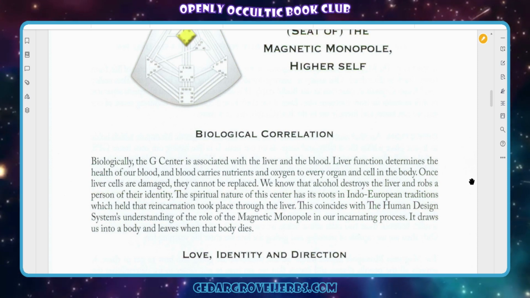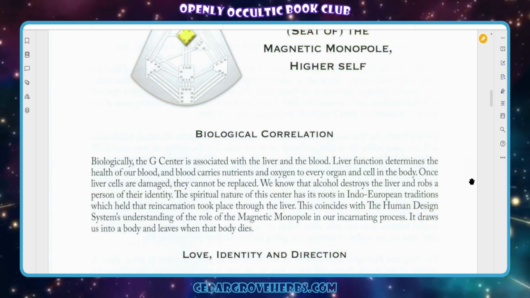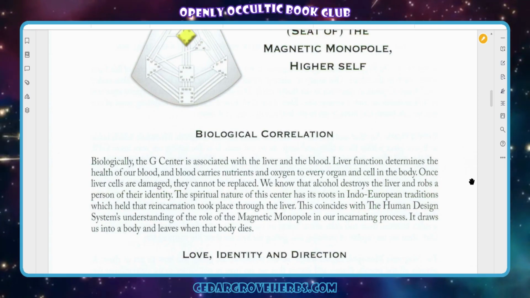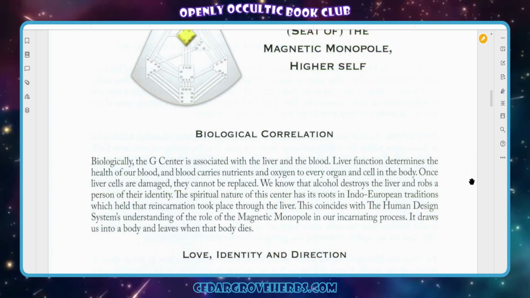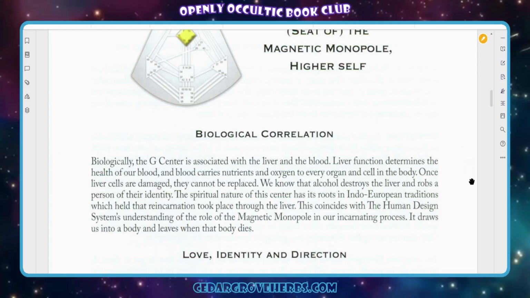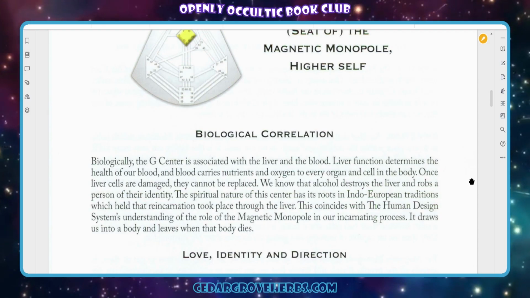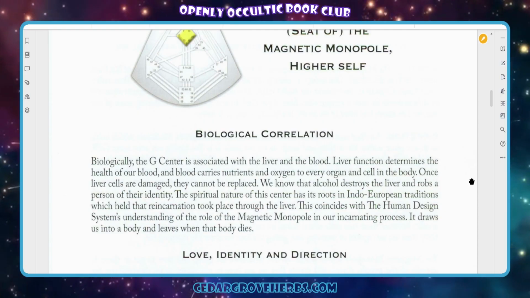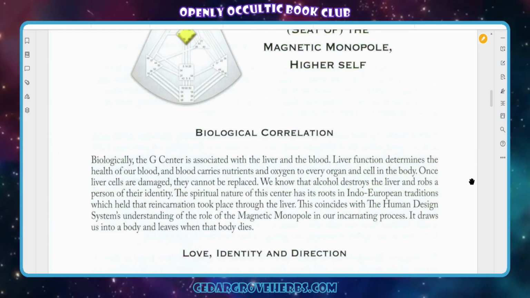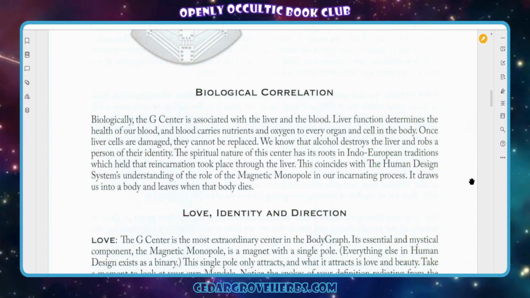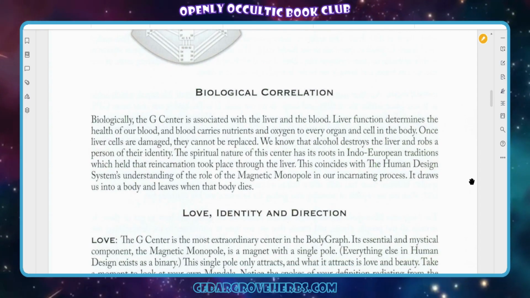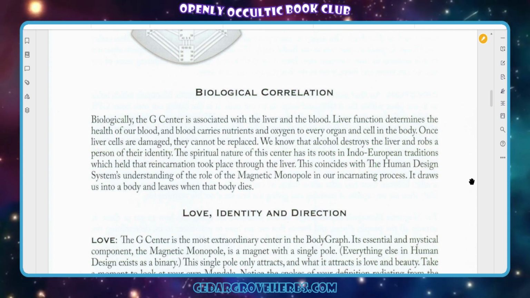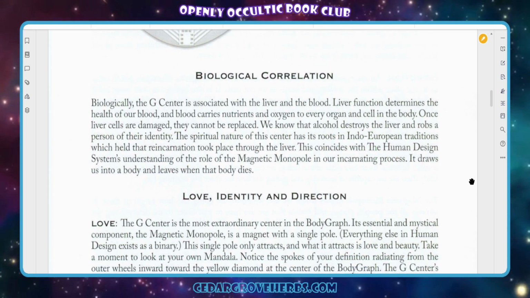The spiritual nature of this center has its roots in Indo-European traditions, which held that reincarnation took place through the liver. This coincides with the human design system's understanding of the role of the magnetic monopole in our incarnating process. It draws us into a body and leaves when that body dies. Magnetism, right? Everything is frequency and magnetism. I realized this long ago. That's what the universe is made out of, frequency and magnetism.